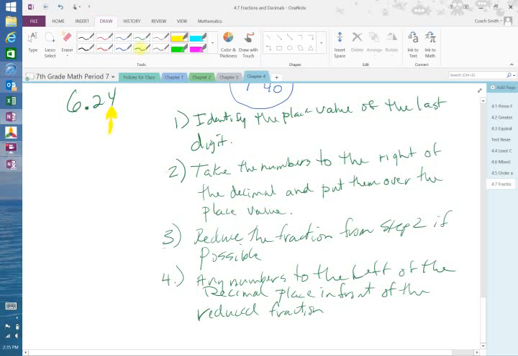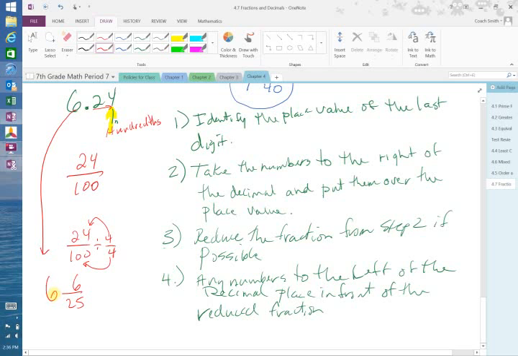Step one is to identify the place value of the last digit. What place value is the 4 in? Hundreds. Step two says take the numbers to the right of the decimal and put them over the place value. Step three says to reduce the fraction. The greatest common factor between 24 and 100 is 4, so I divide by 4 over 4. That goes into 24 6 times and into 100 25 times. Step four says any numbers to the left of the decimal go in front of the reduced fraction, and you have 6 and 6 25ths.